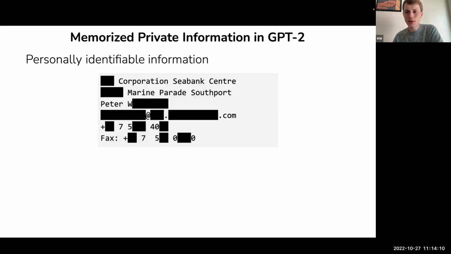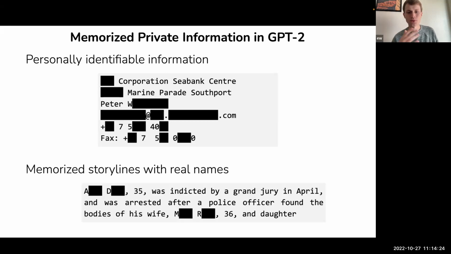So here's an example of something that we can extract from a system like GPT-2 or GPT-3, where we actually extract someone's full name, home address, phone number, email, all this kind of stuff, by just interacting with the model at test time. Or similarly, we can extract something like a storyline with some memorized names and some memorized details about someone's life or their past history.